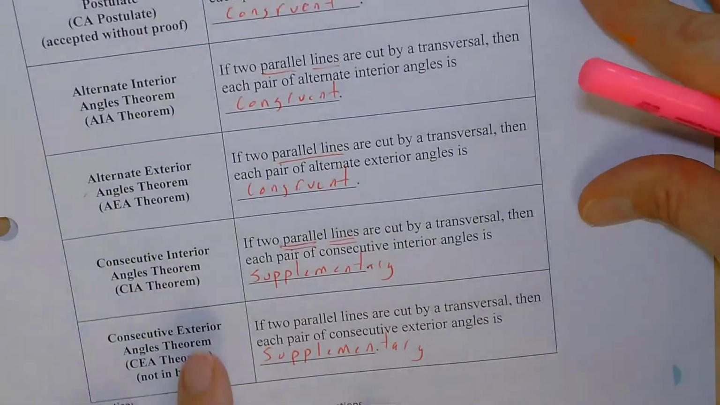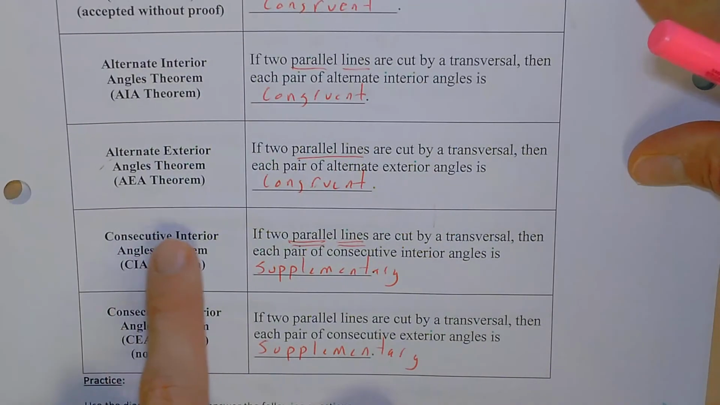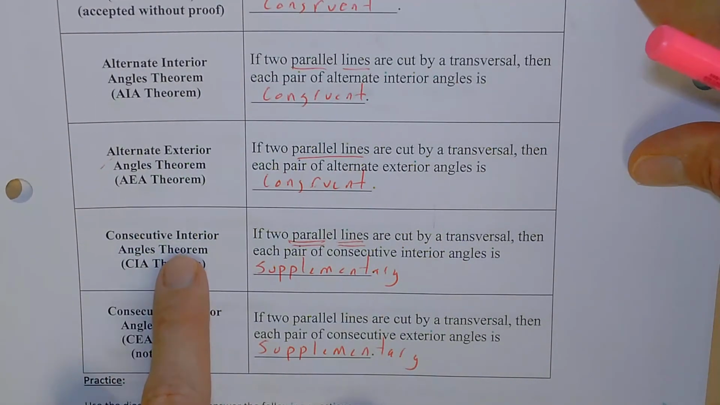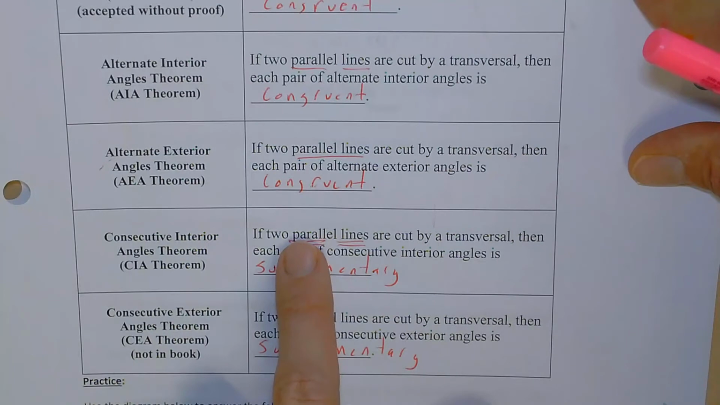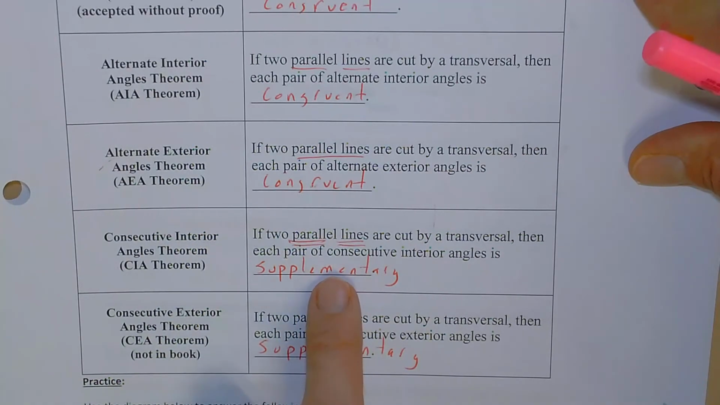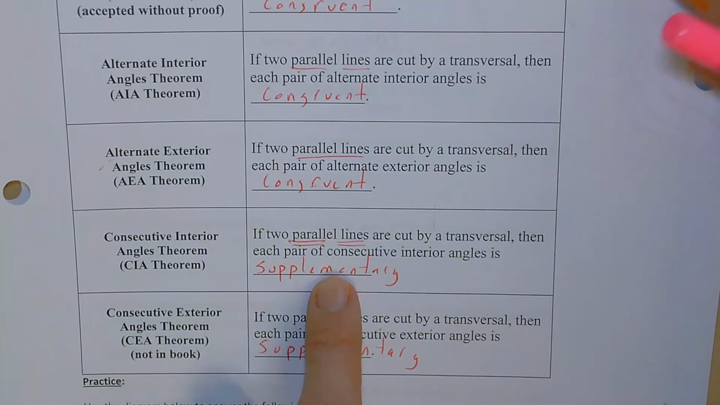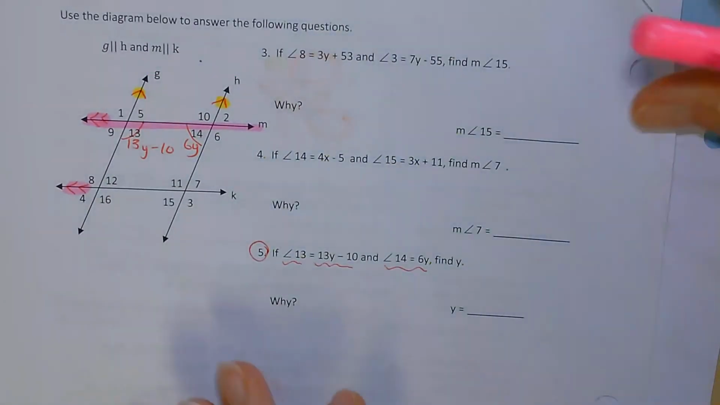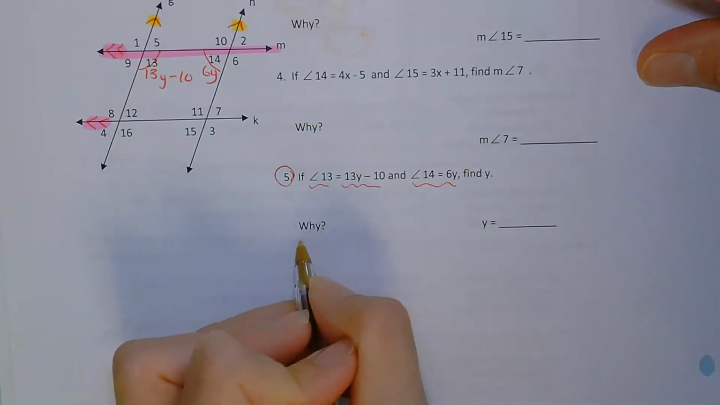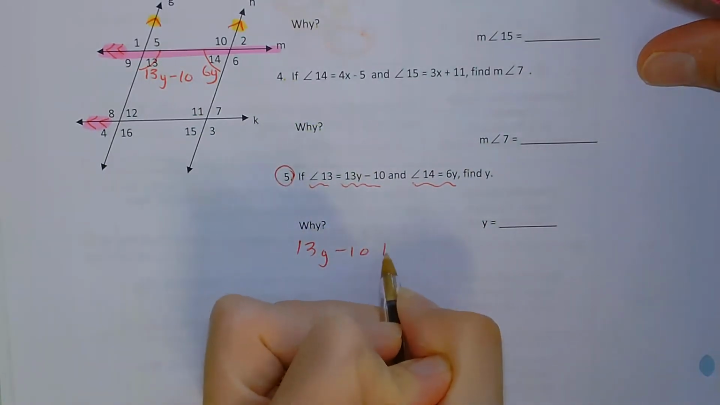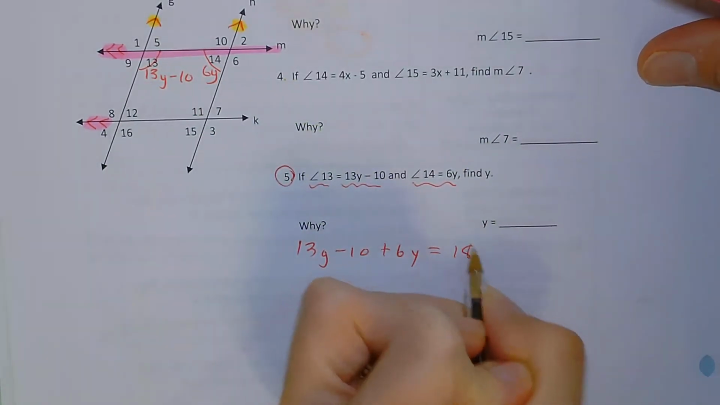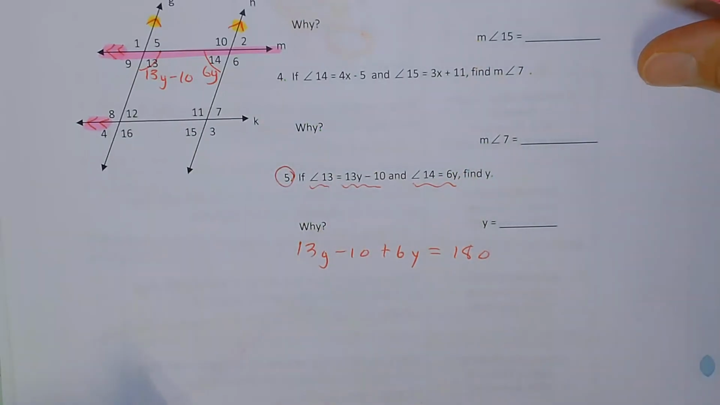So now what I'm going to do is go find the name of the theorem that I'm using. Oh, it's called the consecutive interior angles theorem. And what it says is, as long as my lines are parallel, those pairs will be supplementary. Notice it doesn't say congruent, it says supplementary. So we're going to come back over here, and we are going to add up these angles and set them equal to 180. And the reason why we're allowed to do that, we'll write it in a second, is the consecutive interior angles theorem. Okay, now we're going to solve this.